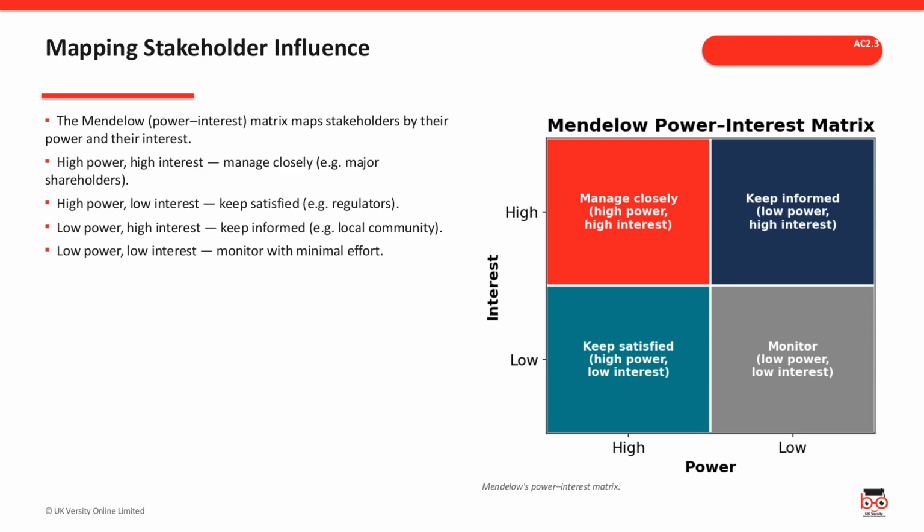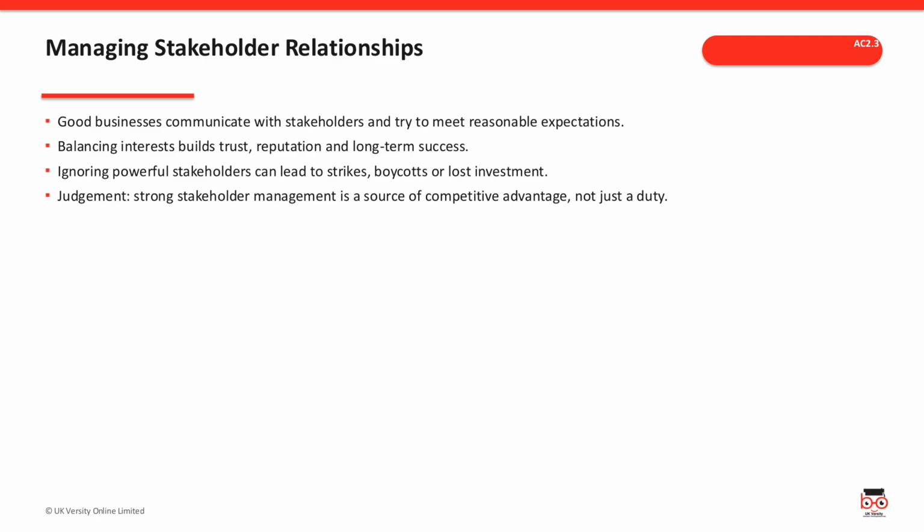To manage all these competing groups, businesses often use the Mendelow matrix, which maps stakeholders by their power and their interest. Those with high power and high interest, major shareholders for instance, you manage closely. High power but low interest, like regulators, you keep satisfied. Low power but high interest, such as the local community, you keep informed. And those with little of either you simply monitor. It's a quick way to decide where to focus your energy.